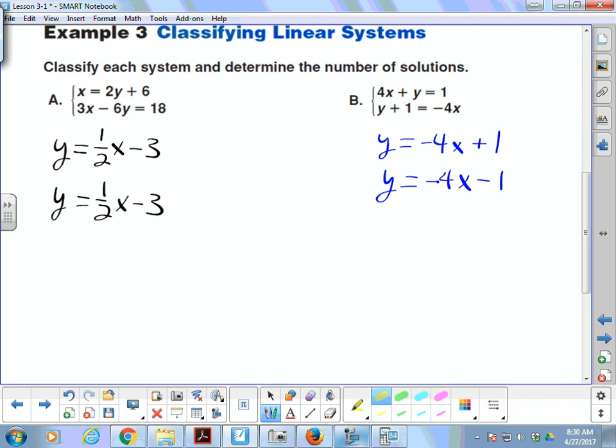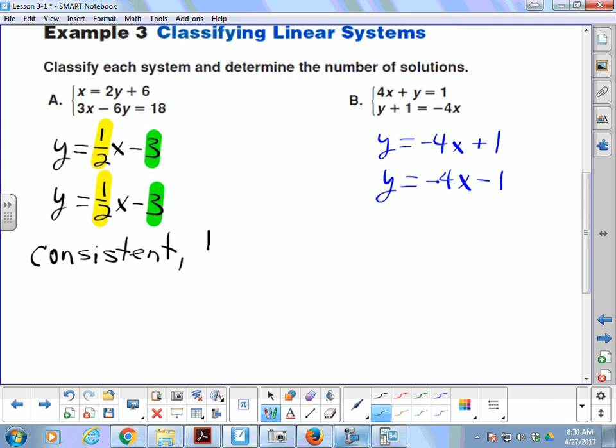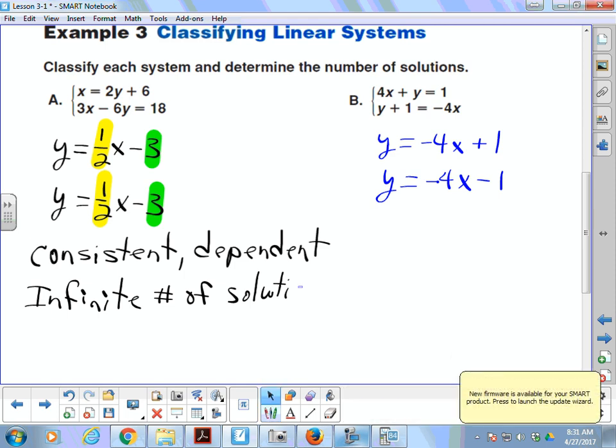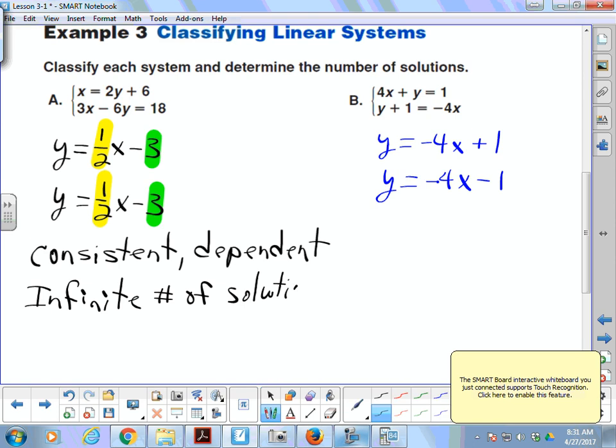For letter A, both slopes are 1/2. So that means we either have an infinite number of solutions or no solution. So then we check our y-intercepts. Those are both -3. So these are the same lines. This means that these are consistent and dependent, and there is an infinite number of solutions. Consistent and dependent, infinite number of solutions.